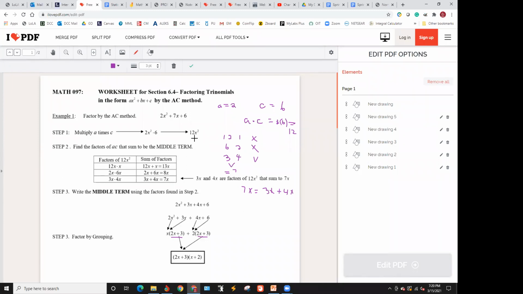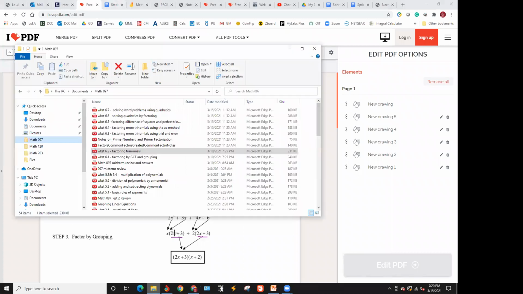So there's one homework in there, and it says 6.3-6.4. Use whatever method you like. 6.3 is called trial and error. I hate trial and error. I'll just kind of show you.